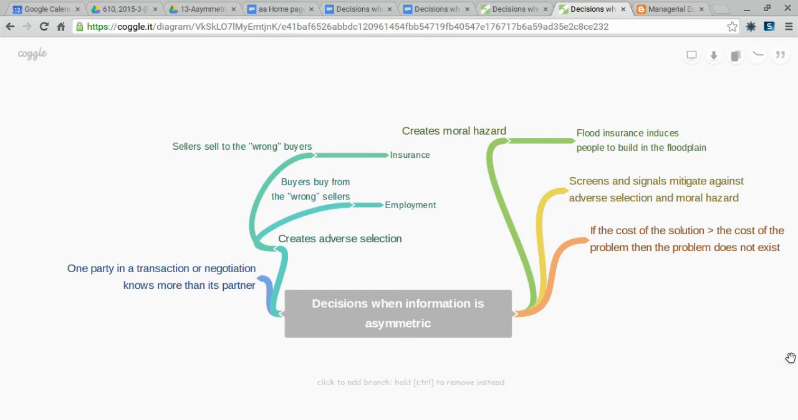Here's the kugel for making decisions when information is asymmetric. Information is asymmetric when one party in a transaction or negotiation knows more than its partner. One problem that occurs when information is asymmetric is adverse selection.